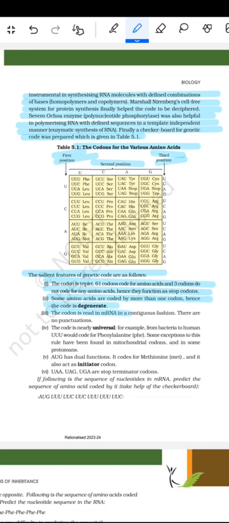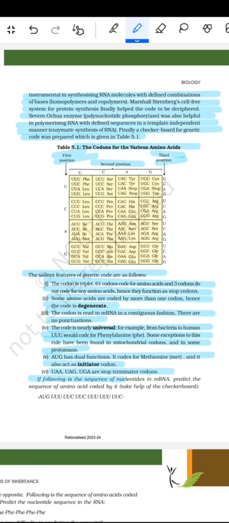Then the code is read in the mRNA in a contiguous fashion. There are no punctuations. After that, the code is nearly universal. For example, from bacteria to the human, UUU would code for phenylalanine. Some exceptions to this rule have been found in the mitochondrial codons and some protozoans. AUG has a dual function: it codes for methionine and it also acts as the initiator codon. UAA, UAG, and UGA are the stop terminator codons.